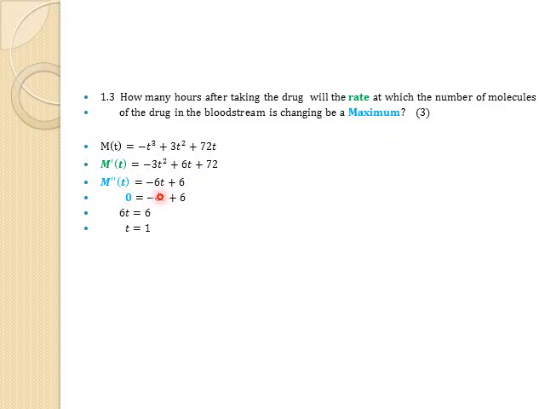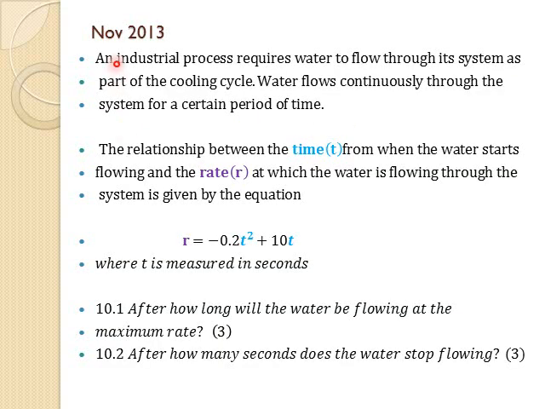I take 6T over, negative 6T becomes positive 6T. From there, 6 divided by 6, my time equals 1 hour. So after 1 hour, the rate at which the number of molecules of the drug in the bloodstream is changing will be a maximum. Let's look at this exam question.